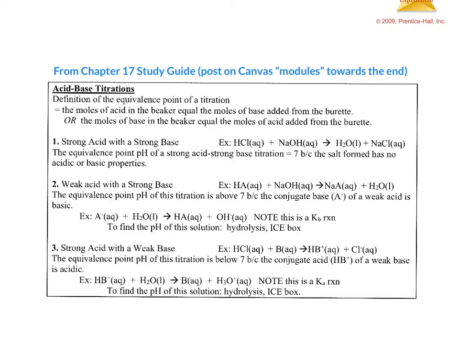A couple of definitions to go over. A definition of the equivalence point of a titration: the moles of acid in the beaker equal the moles of base added from the burette. Or if you have base in your beaker, the moles of base in the beaker equal the moles of acid added from the burette. The key here is moles. So moles of acid equal moles of base, not molarity, moles.